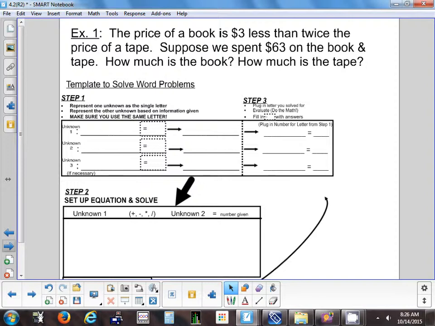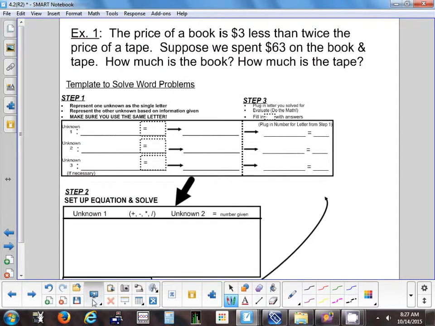All right, so we're on example 1. That should be the first one on the bottom of your note page. So we've got: the price of a book is $3 less than twice the price of a tape. Suppose we spent $63 on the book and tape. How much is the book? How much is the tape? So 1A, 1B, 1C. Exactly the same as yesterday. This box kind of looks the same, except we added these equal signs and stuff.